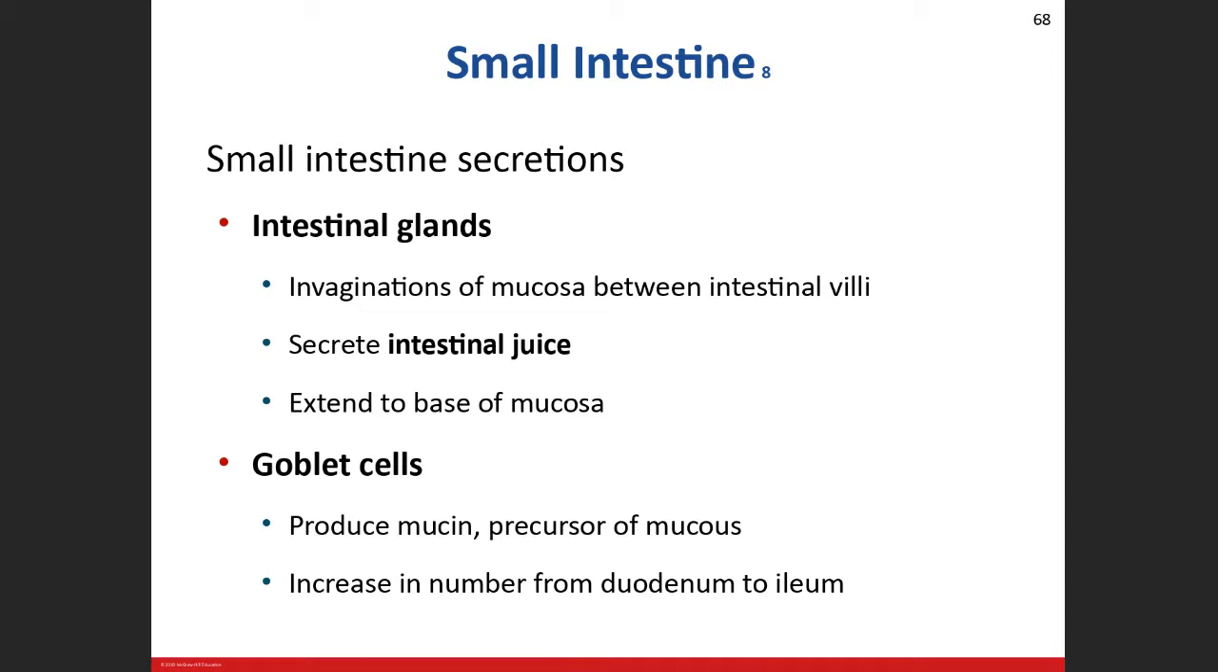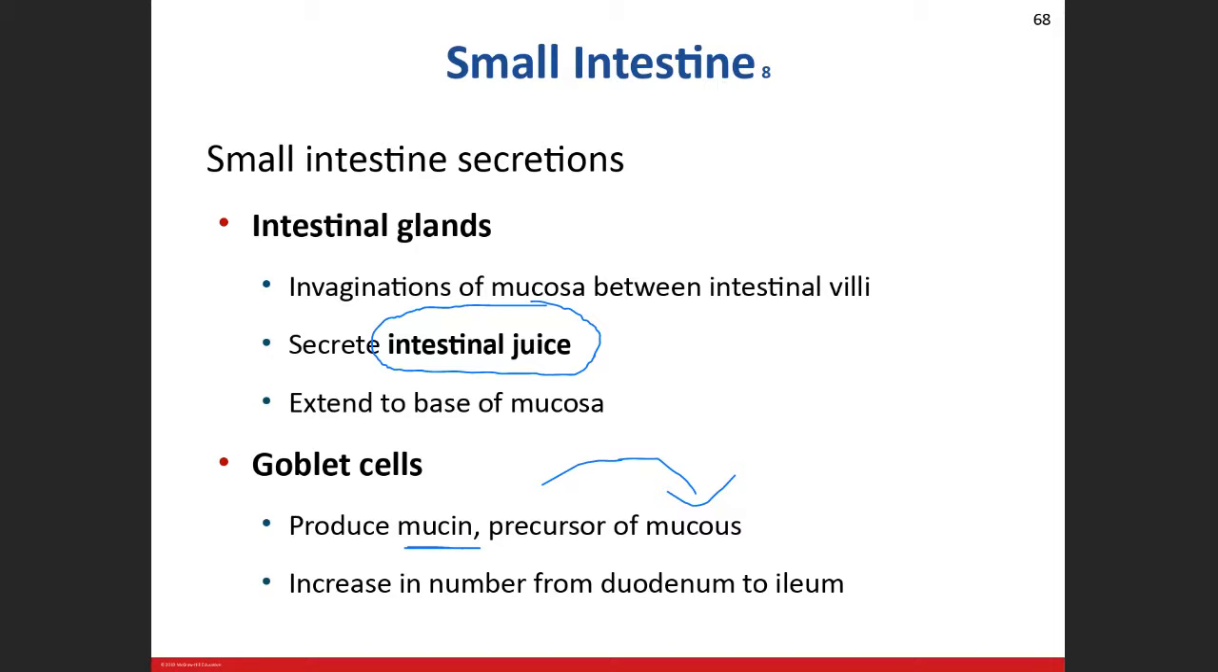The goblet cells, we talked about that. That's the one that makes the mucin, which when added to water makes our mucus, which helps to, one, increase lubrication so we're not damaging the tissue, but will also help to decrease the acidity of the chyme that's entered. The intestinal glands here, they're the ones that are going to help to make some enzymes to help break down the food products in those regions.